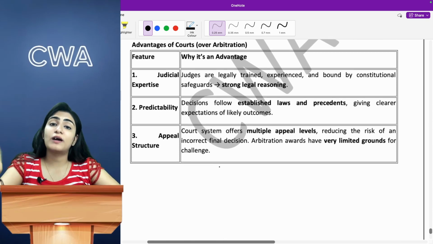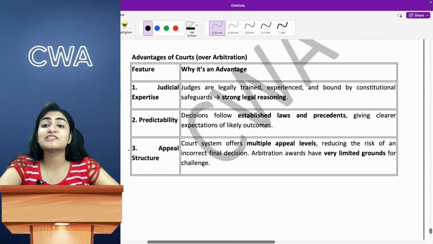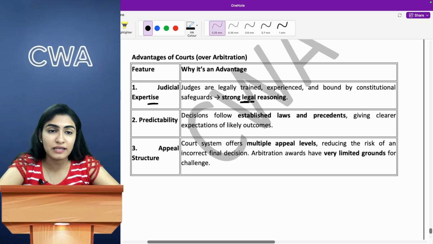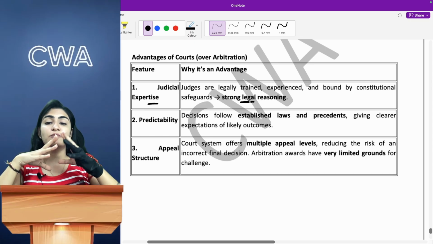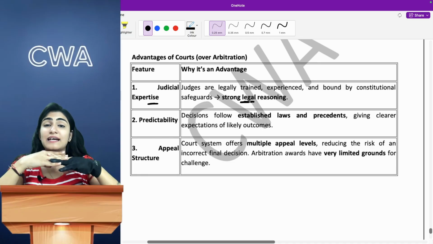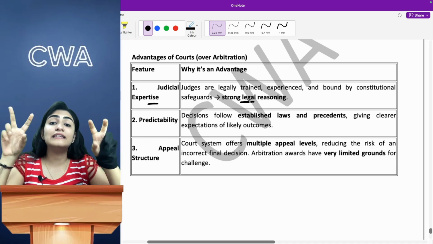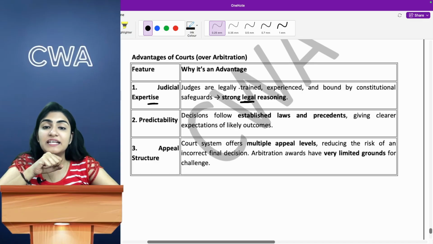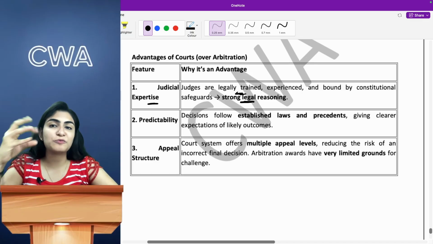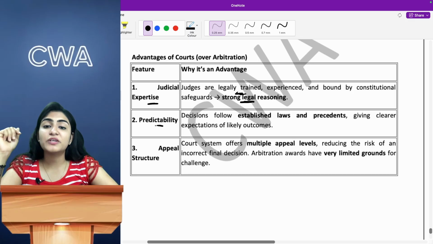However, a few advantages of court over arbitration: judicial expertise, meaning strong legal reasoning is there. The judge who is sitting there has immense knowledge of what is right and what is wrong legally, and they are legally trained. So they are experts judicial-wise.